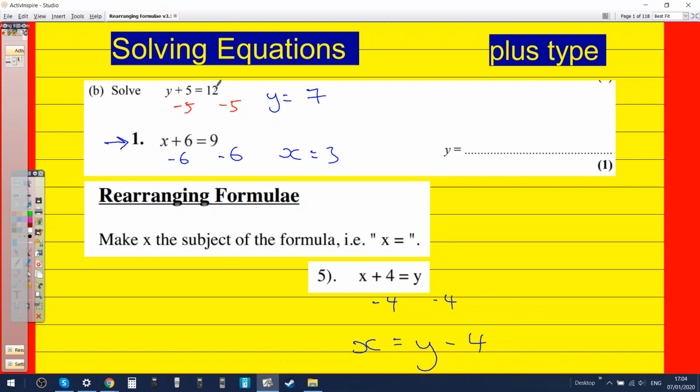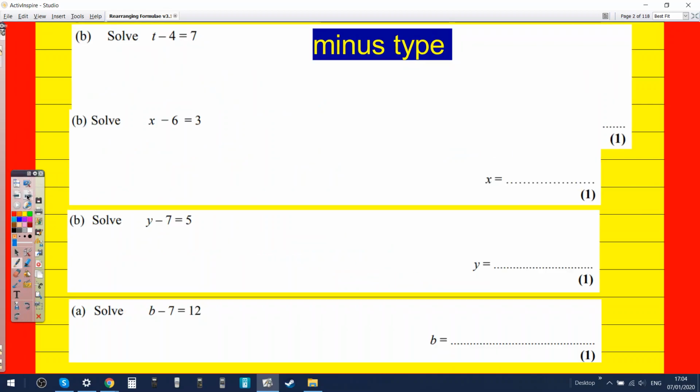And so like 12 minus 5, you can simplify it to 7. 9 minus 6, you can simplify it to 3. Y minus 4, you can't simplify. And so that's the answer. Okay. So when they say make X the subject, that means rearrange it to make X on one side of the equal sign by itself. So we'll do a bit more practice.